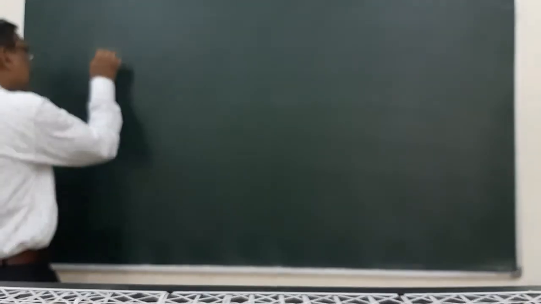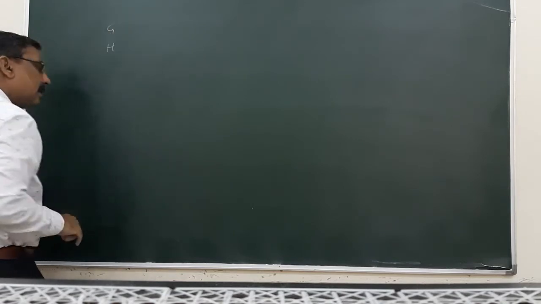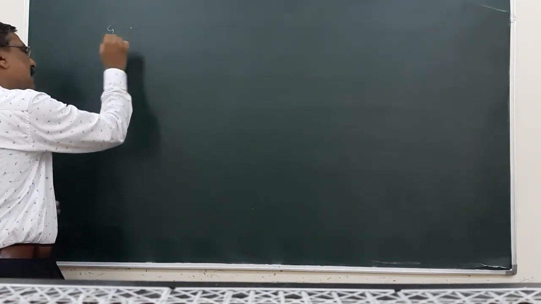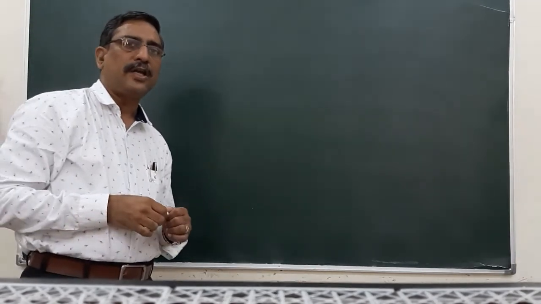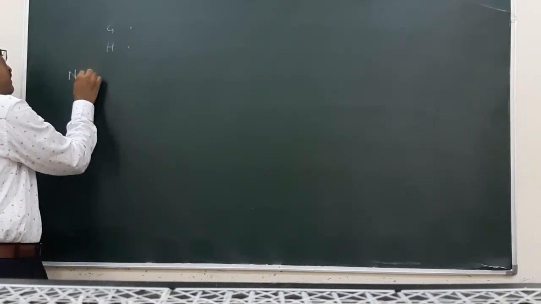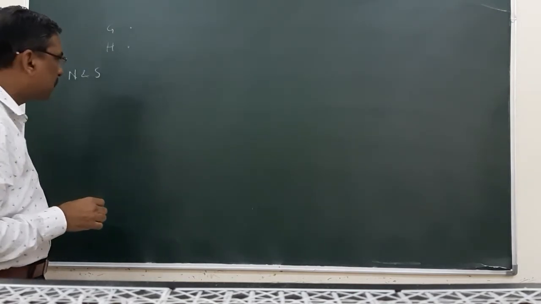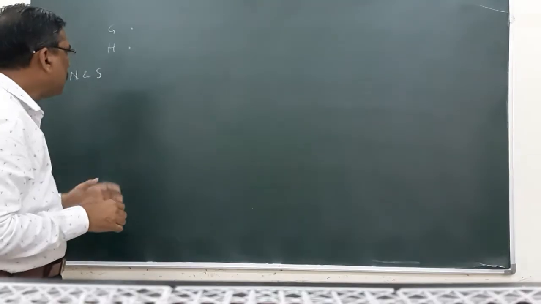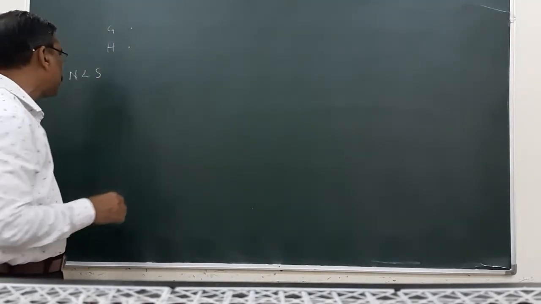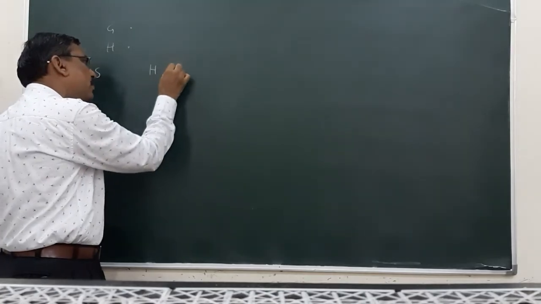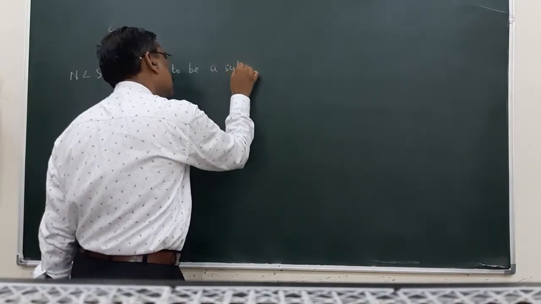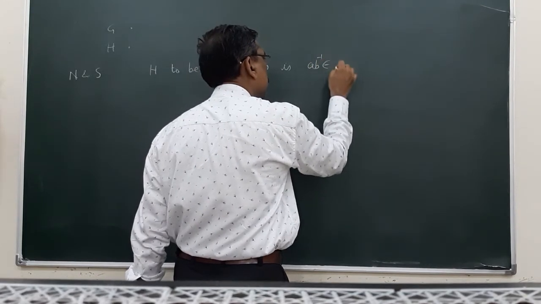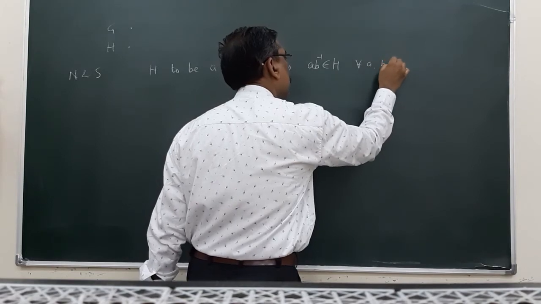Suppose H is a non-empty subset of G, and the induced binary operation is the same. Then the necessary and sufficient condition for a non-void subset H, or I may use the term complex, to be a subgroup is: a b inverse belongs to H, for all a and b belonging to H.